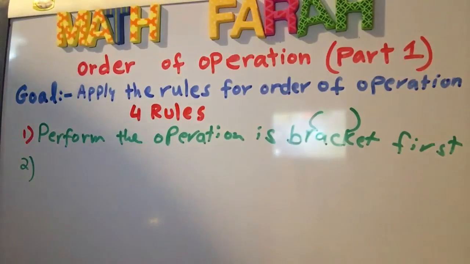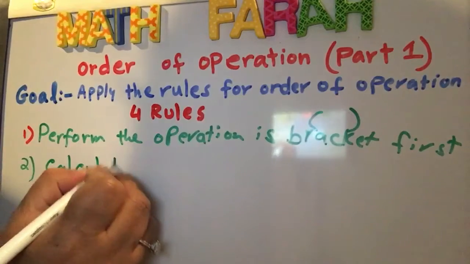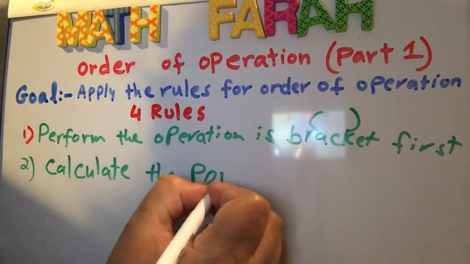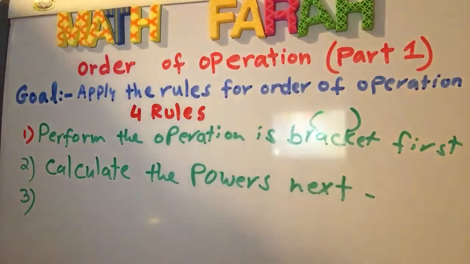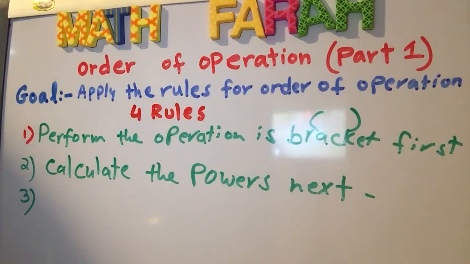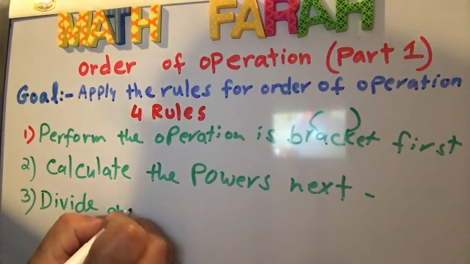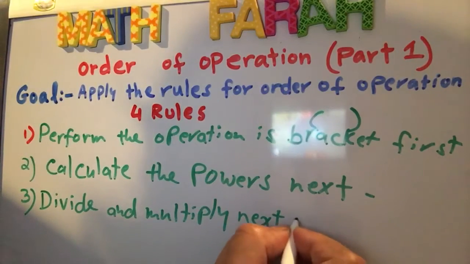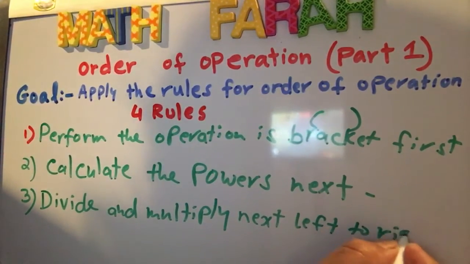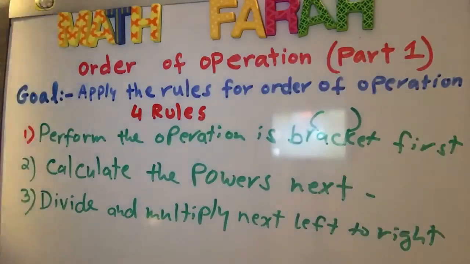Rule number 2 is calculate the powers next. Rule number 3 is divide and multiply from left to right. So we divide and multiply from left to right. And rule number 4 is add and subtract from left to right.